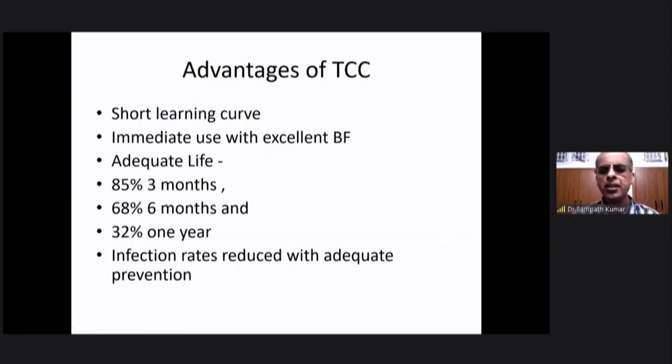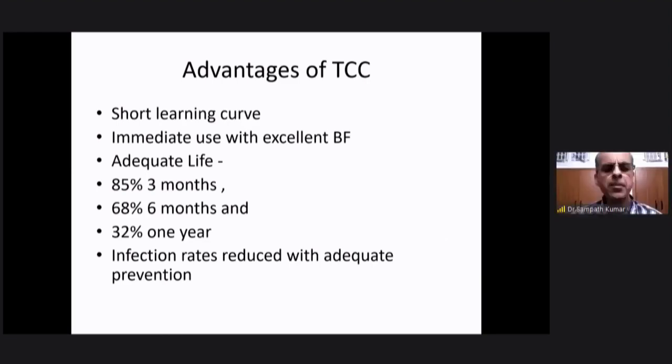The learning curve for the nephrologists is going to be very short, because I have been conducting workshops for more than 10 years, and many of the junior nephrology colleagues who attend the workshops immediately go back, gain confidence just on seeing somebody inserting the catheter, and they start putting them in. I get the news that many catheters have been inserted immediately after the workshops are over.